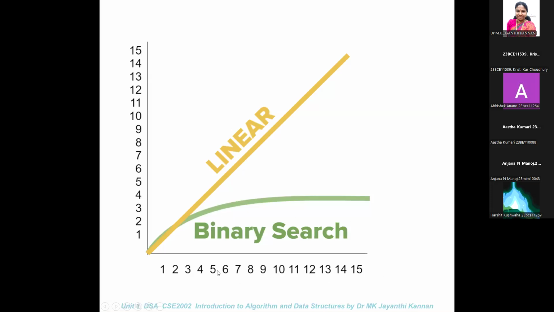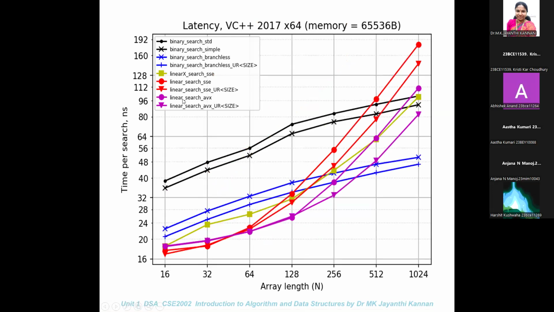Even if you give 10 inputs or 5 inputs, it's taking the constant time. But if you take linear search with respect to the number of inputs, the computation time increases exponentially. Then we compared the various linear and binary searching techniques, with respect to the number of inputs and the computation time, how it is different.